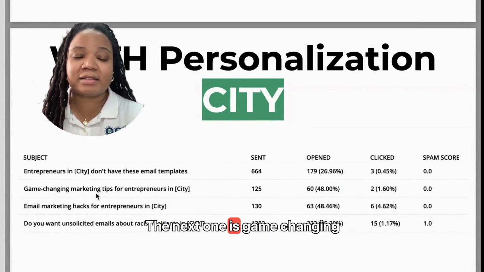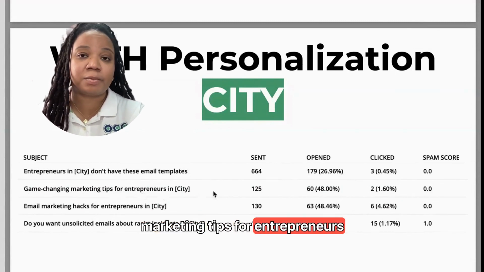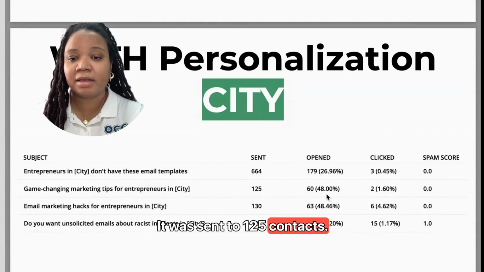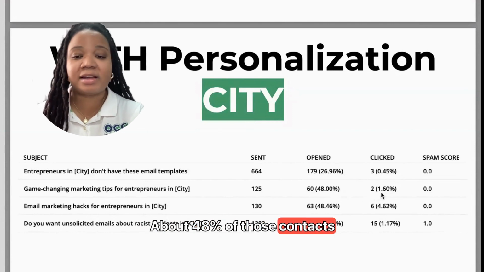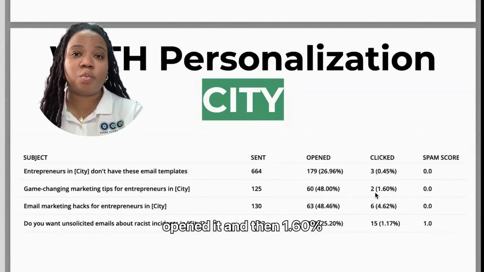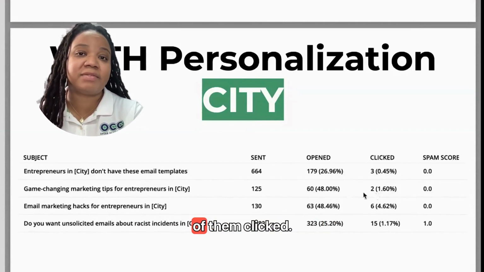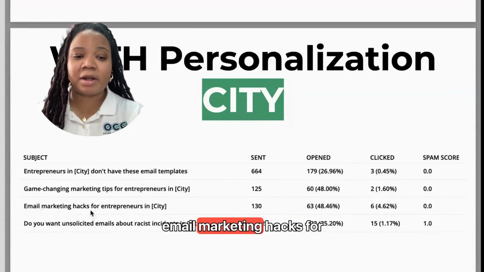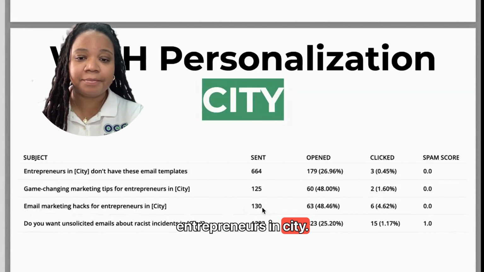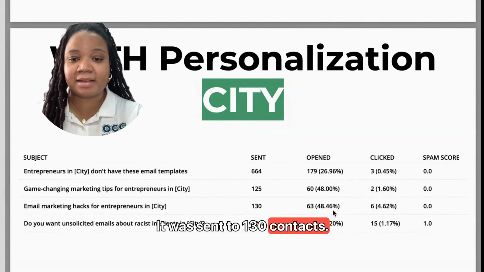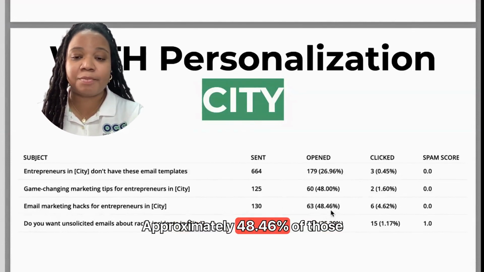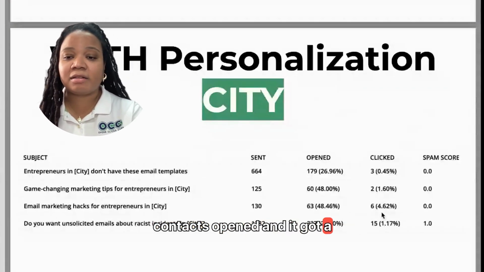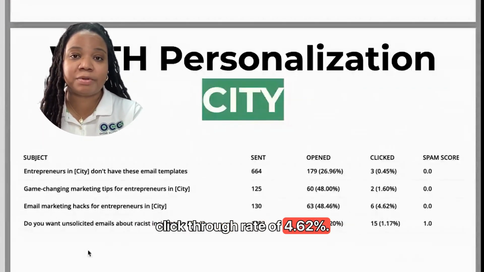The next one is game-changing marketing tips for entrepreneurs in city. It was sent to 125 contacts. About 48% of those contacts opened it, and then 1.60% of them clicked. And then the next, email marketing hacks for entrepreneurs in city. It was sent to 130 contacts. Approximately 48.46% of those contacts opened, and it got a click-through rate of 4.62%.